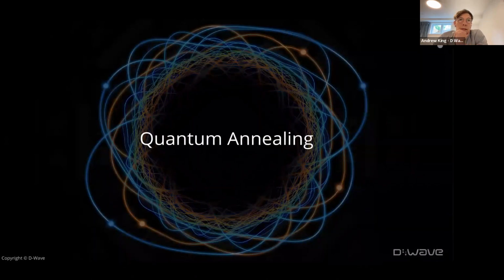I'm going to assume a fairly general high-level audience, so I'll spend a little bit of time explaining what quantum annealing is. Quantum annealing is an optimization heuristic that exploits quantum fluctuations to drive dynamics. That means that you are using quantum effects to help you find good solutions to an optimization problem.